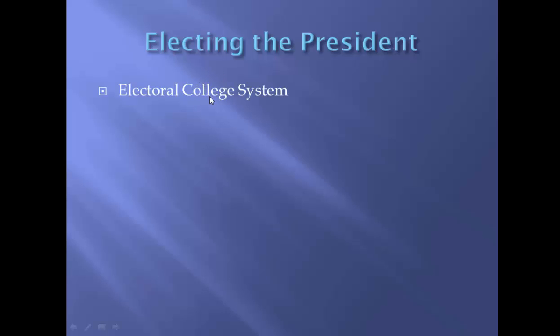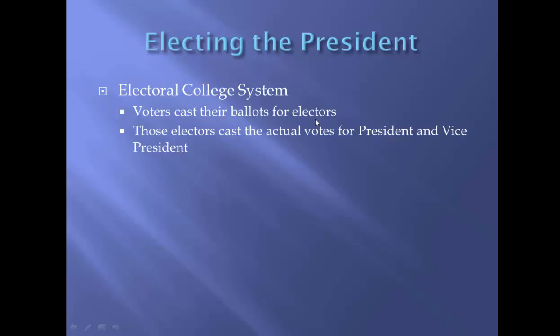How do we elect the president? Basically, we have a system that was created by our founding fathers known as the Electoral College system. And basically what we do is in each state we cast our ballots for a bunch of people known as electors. Then those electors cast the actual votes for the president and vice president. So yes, our vote does not go directly to the president. Our vote goes to a group of electors who then choose the president and vice president.